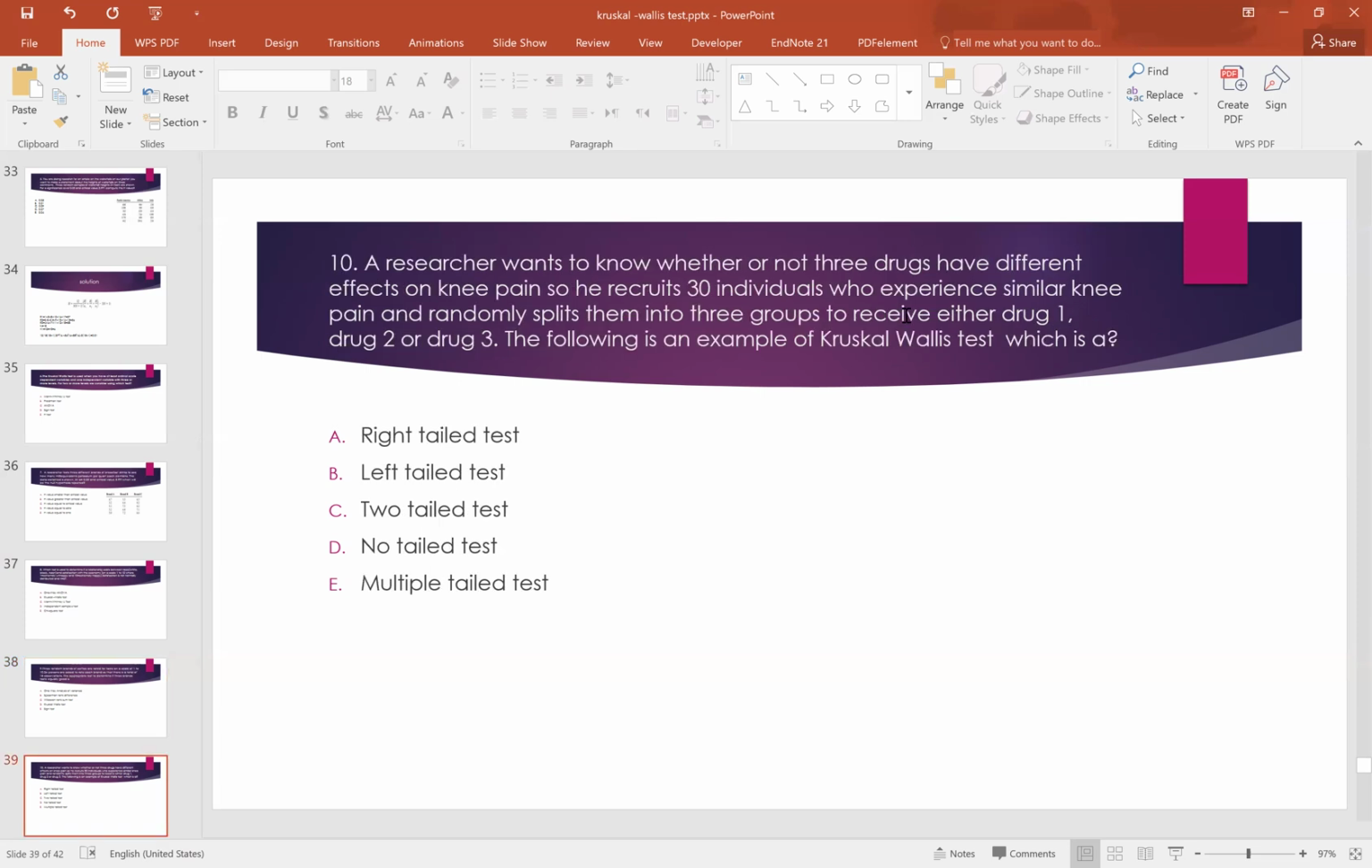A researcher wants to know whether or not three drugs have different effects on knee pain. So they recruit 30 individuals who experience similar knee pain and randomly split them into three groups to receive drug 1, drug 2, and drug 3. The following is an example of a Kruskal-Wallis test, which is a right tail test, left tail test, two tail test, no tail test, or multiple tail test. Yes, it's A, right tail test.